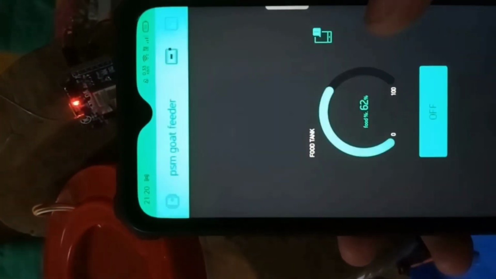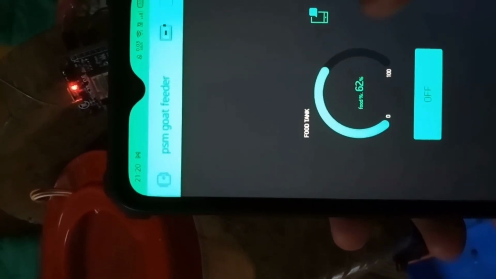Okay, so here is the prototype of the goat feeder machine with SMS and also Android controller. As you can see around here, the SMS is turned on, so supposedly our phone is also turned on. So let's check the amount of food that our tank has. Okay, so now as you can see the food is 62. So let us wait around 10 seconds until the motor is turned on.